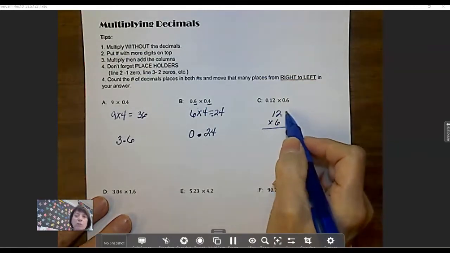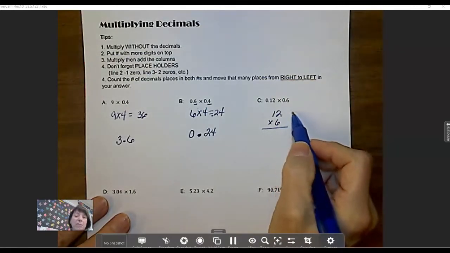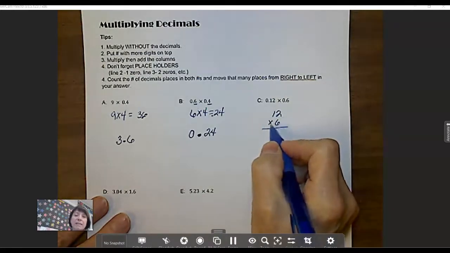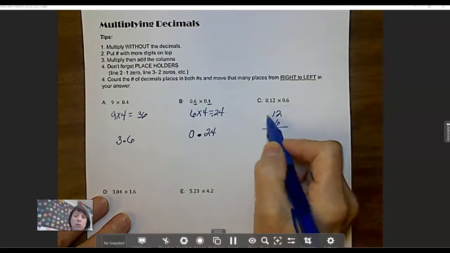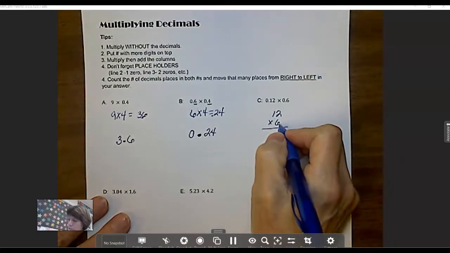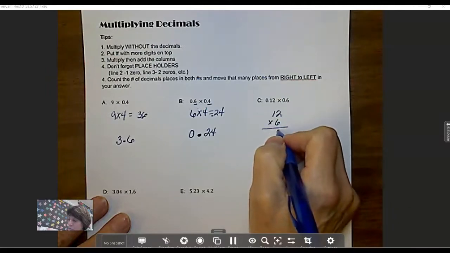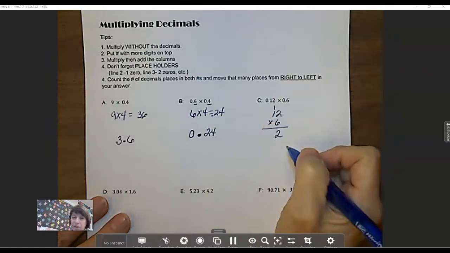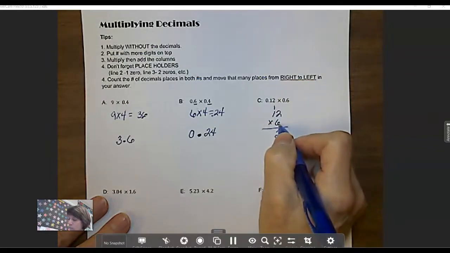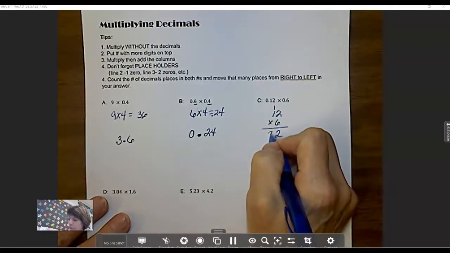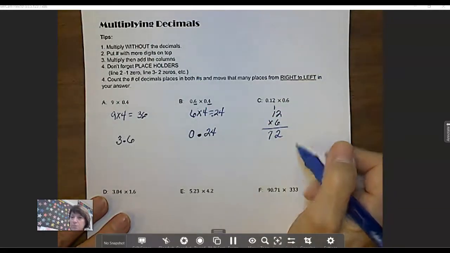So what we do is we put the number on the top that has the most digits. So since 12 has 2 digits and 6 only has 1 digit, we're going to put the 12 on the top. Then we're going to multiply the ones place first. So 6 times 2 is 12. We only put down the ones place and we carry the tens digit. And then we're going to multiply 6 times 1, which is 6, plus 1, which is 7. So our answer is 72.